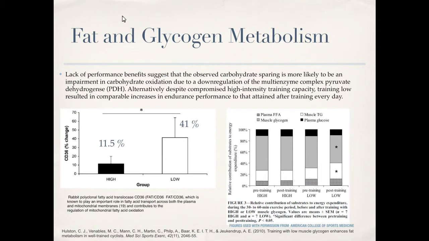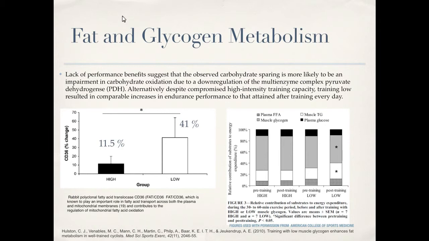So one of the things that we think is that a lack of performance benefits ultimately suggests that the observed carbohydrate sparing is more likely to be an impairment in carbohydrate oxidation due to a downregulation of the multi-enzyme complex pyruvate dehydrogenase. We're going to discuss this later, okay? What you're seeing here in this graph, however, is one of the things that's regulating this increased fat oxidation in the low group.